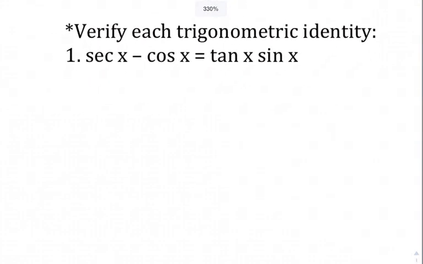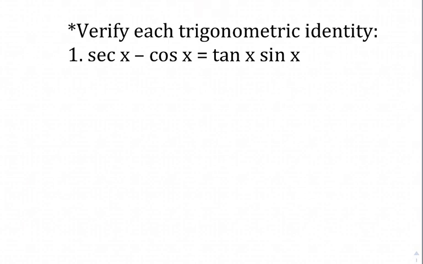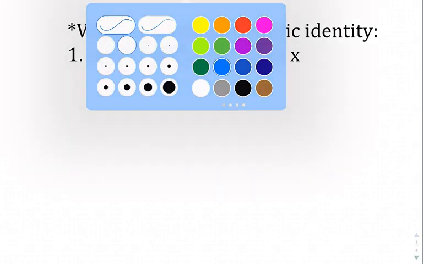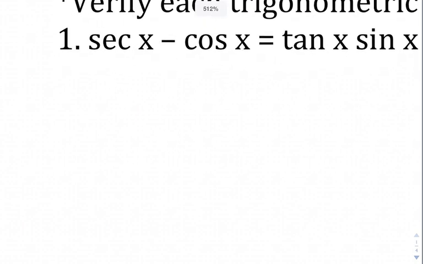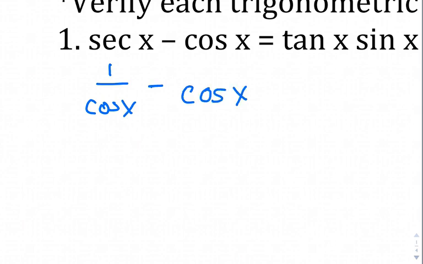But the first one is going to be verifying trig identities. So verifying trig identities, always remember you want to change everything to sine and cosine to make it easier to work with. So first, secant is 1 over cosine. And then cosine is just cosine. And remember, we only want to work with one side of the equation at a time. So I'm going to stick to the left side.